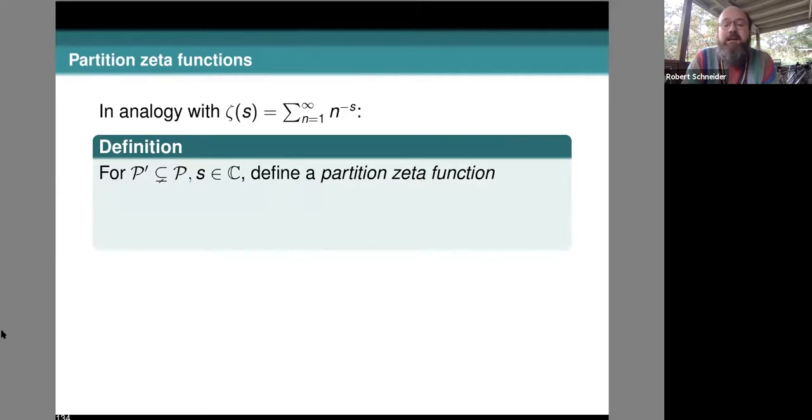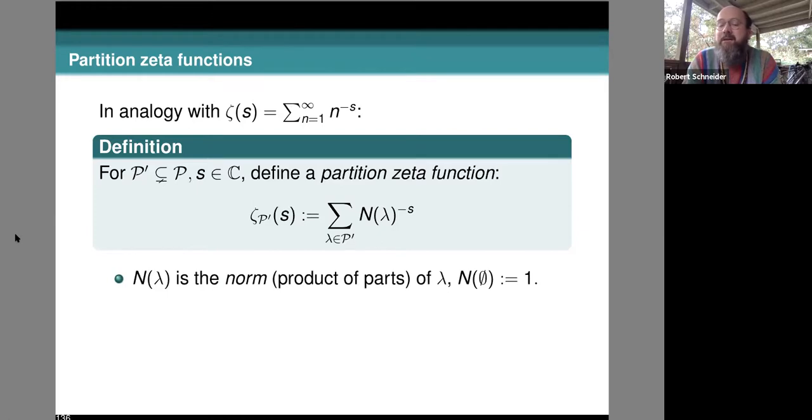In any event, a partition zeta function for a subset of partitions, a proper subset, is this sum. We're replacing a sum over the integers to the s power with a sum over the norms of partitions in this subset. Clearly, there are infinitely many of this object, however many possible subsets P of partitions there are. The analytic conditions depend on the subset.